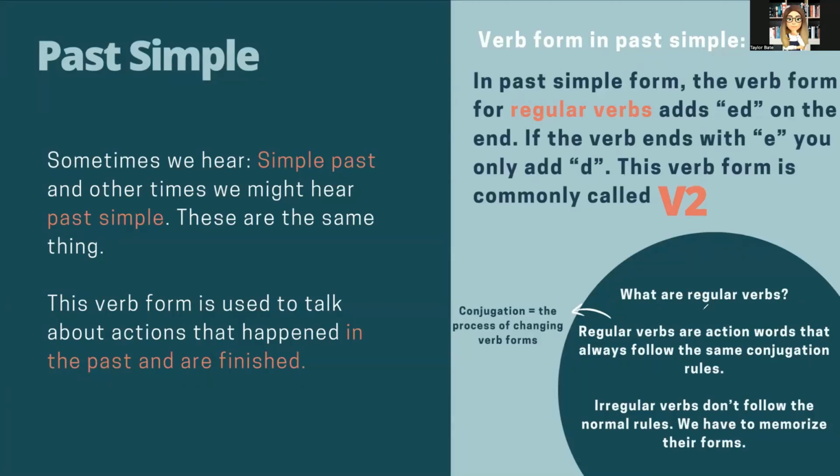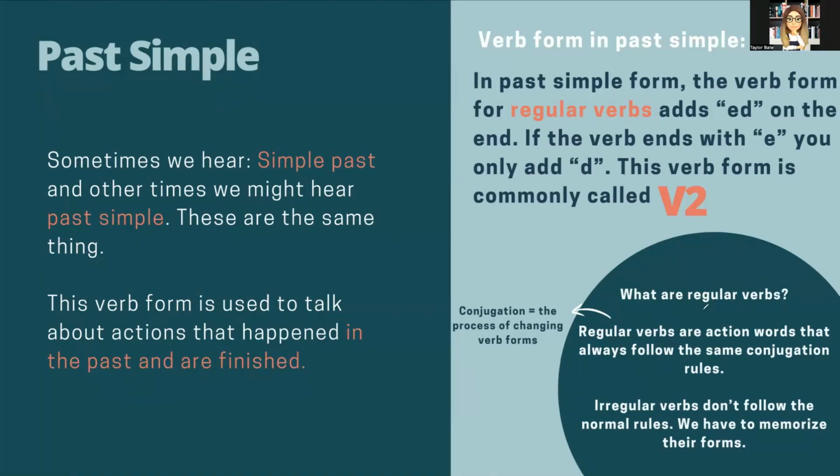Regular verbs are action words. We know this, but the verbs themselves always follow the same conjugation rules. Now, if you have conjugation in your first language, which many languages do, then you don't need to worry about it. You know what it is.